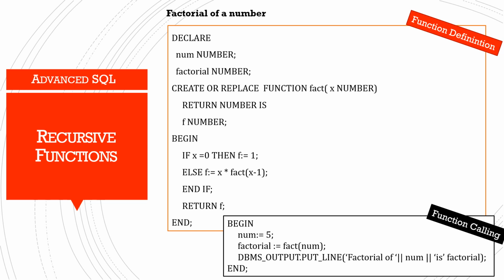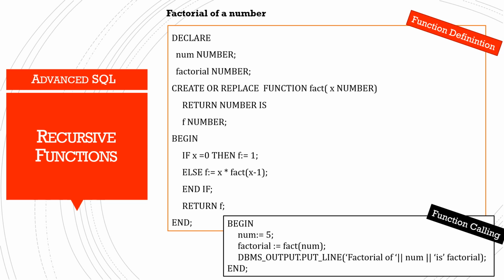So this function needs to call itself, right? If x is equal to 0, then f should be equal to 1. Else f is equal to x into factorial of x minus 1. 5 into 4 factorial, x minus 1, factorial of 5 minus 1, right? So that particular loop should execute until x is equal to 0. Then we are returning the value of f.